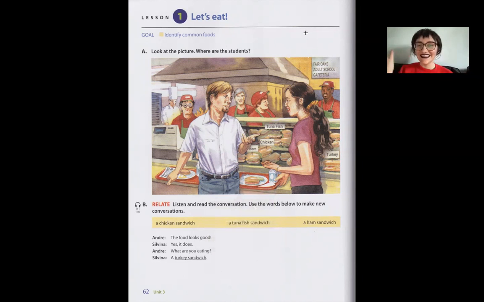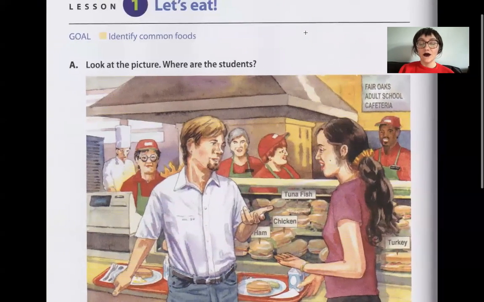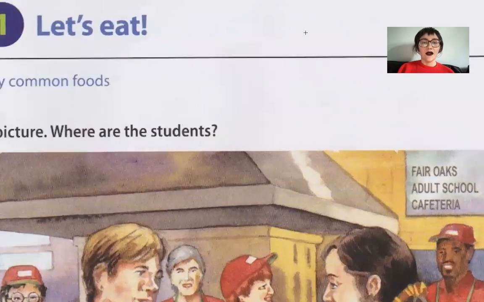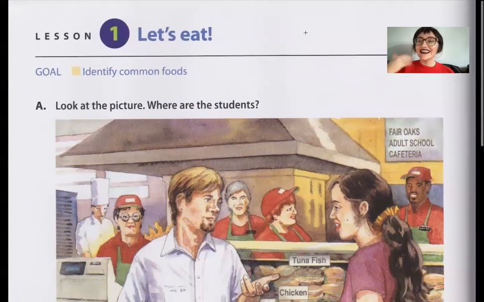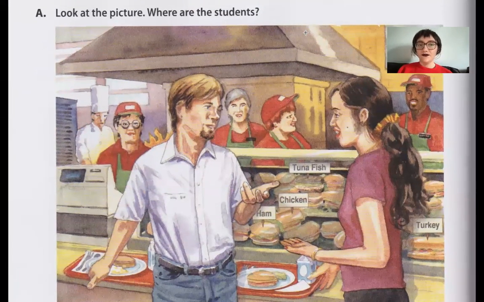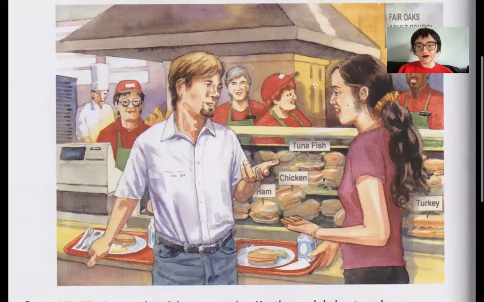Okay, hi students. So today's lesson, we are going to identify common foods. It means to talk about, be able to say. So this lesson today, we're going to call it Let's Eat. Okay, so we're going to look at a picture and we're going to try and think, where are the students?